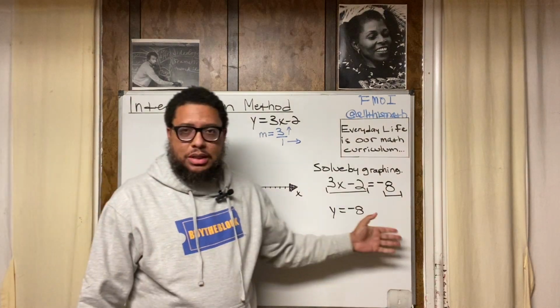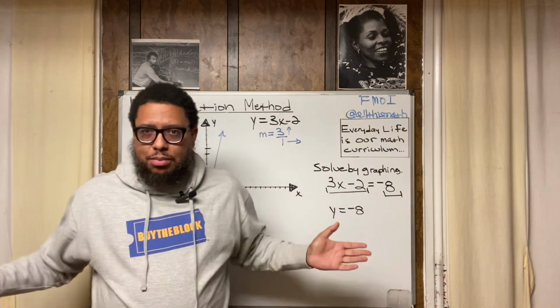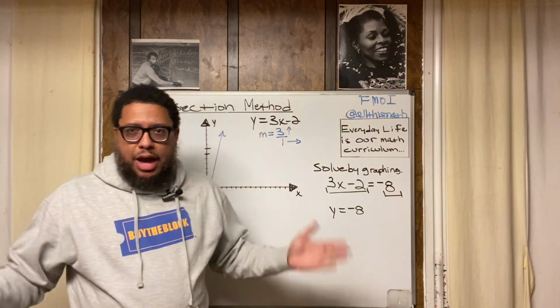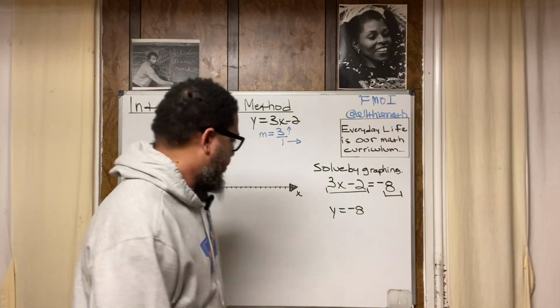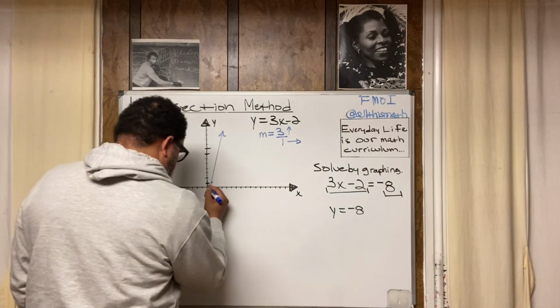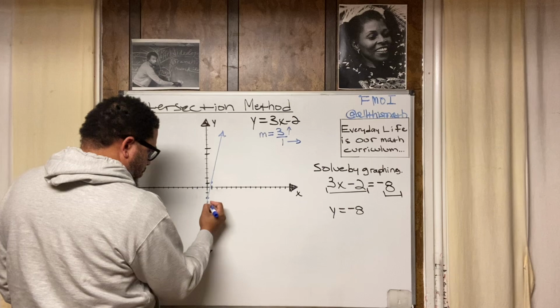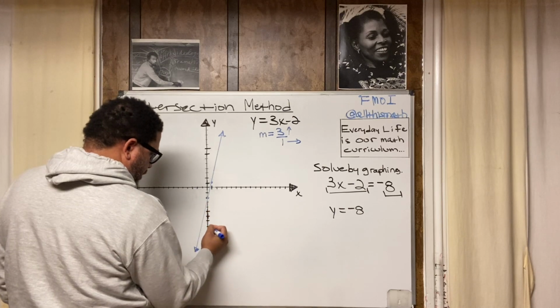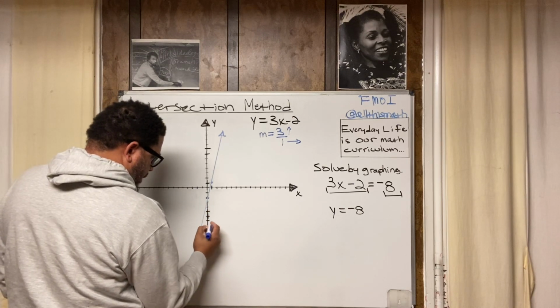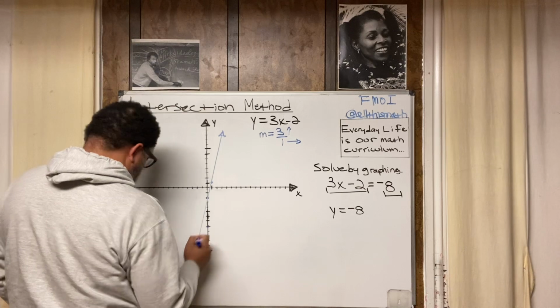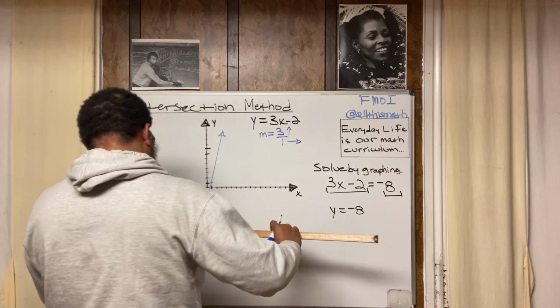Y is always -8. No matter what, it's always going to be -8. So I find -8. I go here. I go -1, 2, 3, 4, 5, 6, 7, 8. And that's that. And I draw a horizontal line.